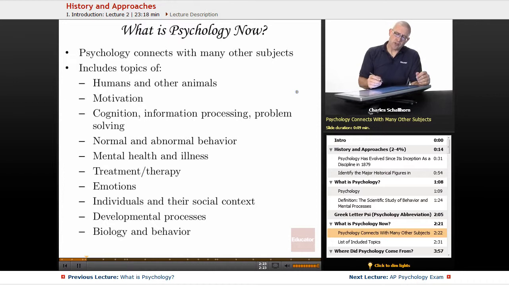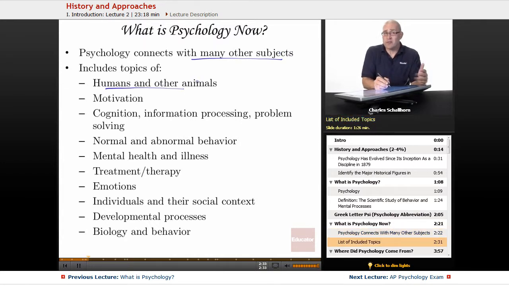What is psychology now? Well, first, it connects with many other subjects. It is literally, I think, the most interdisciplinary study there is. We look at humans and other animals, rats, rabbits, dogs, cats, you name it. We're going to be looking at behavior. We look at motivation. Why do we do what we do? You know, sex, food, achievement. What's going on with that? Cognition, the thought processes that we have, how we solve problems. What is normal behavior? What is abnormal behavior? What is deviant behavior? We look at mental health and illness in this course.